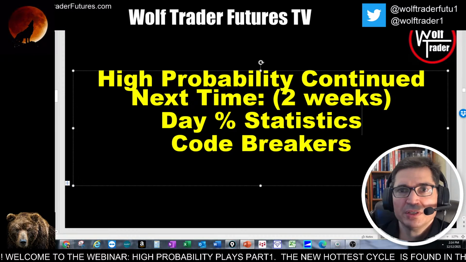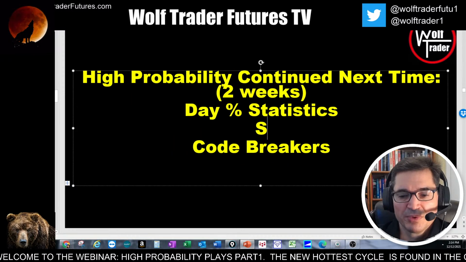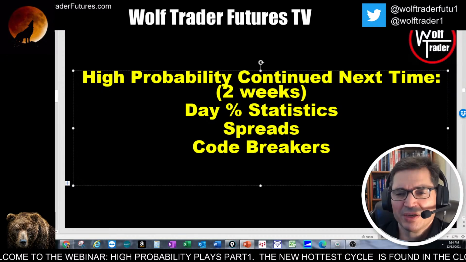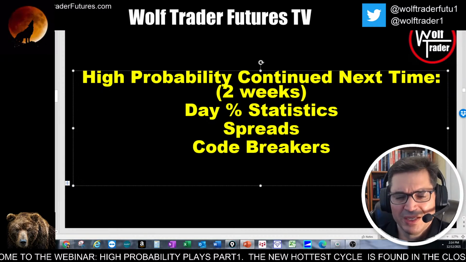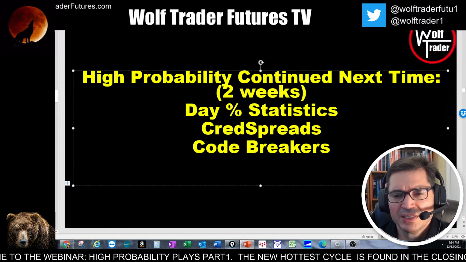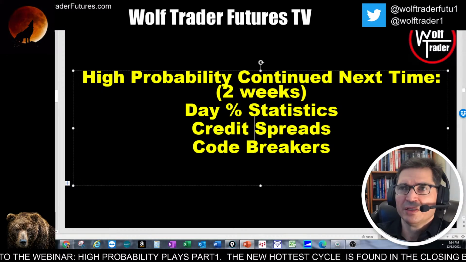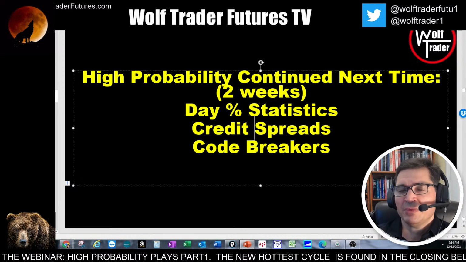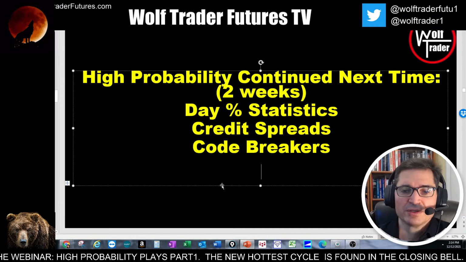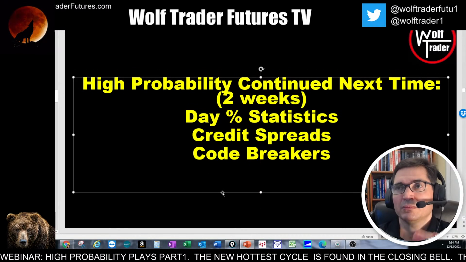I would also put spreads in here. We'll probably talk about credit spreads just because that's a high probability play. I'm not a big fan of spreads. The only time I like to do spreads is when they're out of the money. If they're in the money, I think you're better off just doing micro contracts or something.